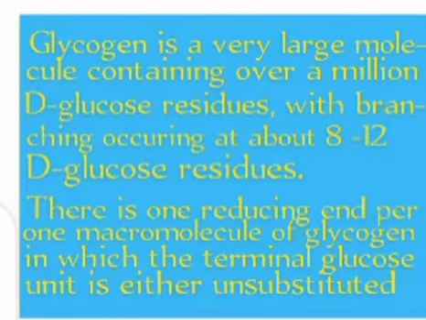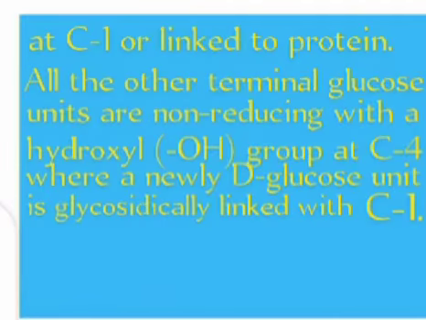Moreover, glycogen is a very large molecule containing over 1,000,000 D-glucose residues, with branching occurring at about every 8 to 12 D-glucose residues. There is one reducing end per macromolecule of glycogen, in which the terminal glucose unit is either unsubstituted at carbon 1 or linked to protein. All the other terminal glucose units are non-reducing, with a hydroxyl group at carbon 4, where a new D-glucose unit is glycosidically linked with carbon 1.